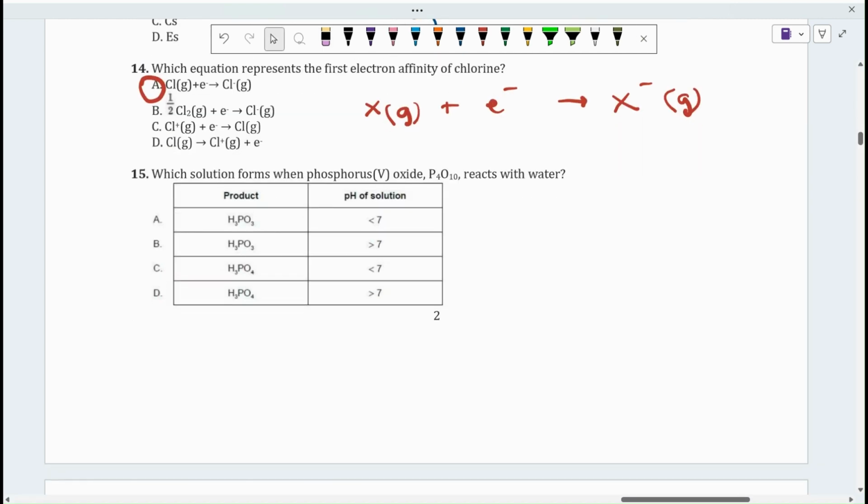15, which solution forms? Well, we actually went through this earlier. Do you remember? So it will be H3PO4, phosphoric acid, and it will be acidic. Phosphoric acid, acidic.